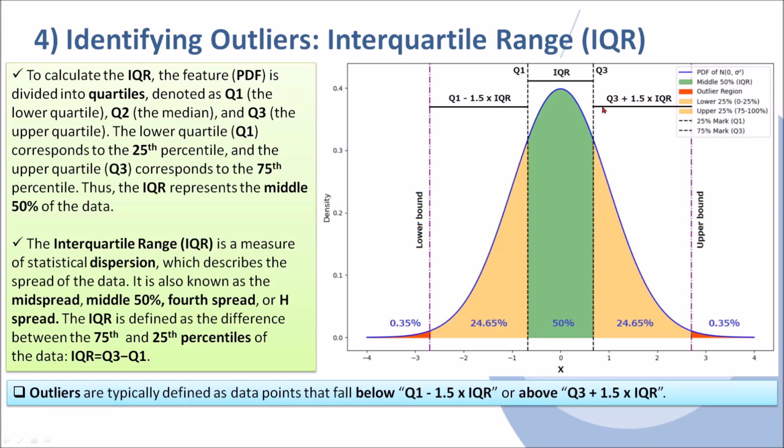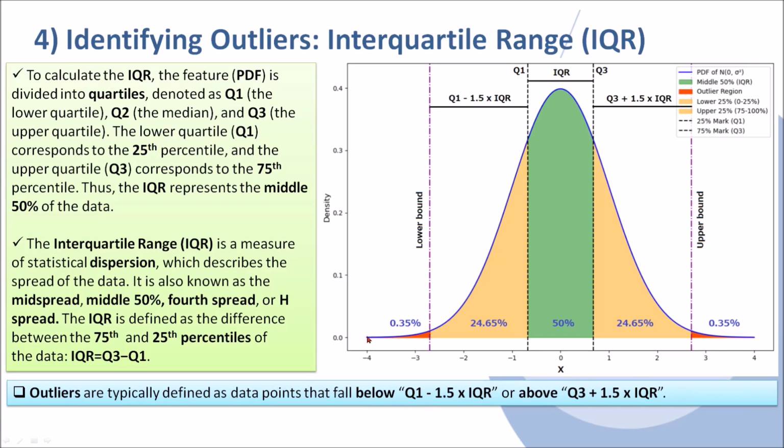For example, on this side, we get the range from here to here. In the lower part, we get the range from here to here. Therefore, we call this line the lower bound, and this line the upper bound. Namely, based on this 1.5 rule, we get two bounds, lower border and upper border. Outliers are typically defined as data points that fall below this and above this region.